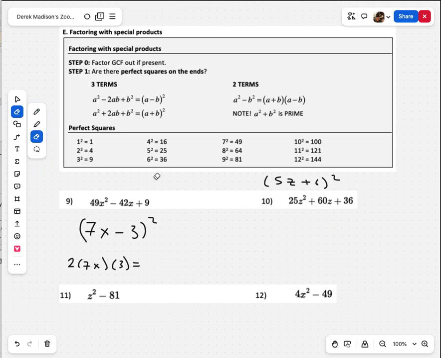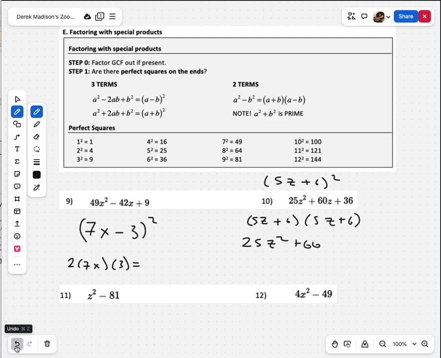Get rid of that, give myself a little room. 5z plus 6, 5z plus 6. 5z times 5z would be the 25z squared. 5z times 6, so that would be 30z. And then on the inside we get another 30z. And on the end we get 36. And then those two add to be the 60 there in the middle. So that's why you have to go 2 times a times b, is because you end up with two factors that are a times b.